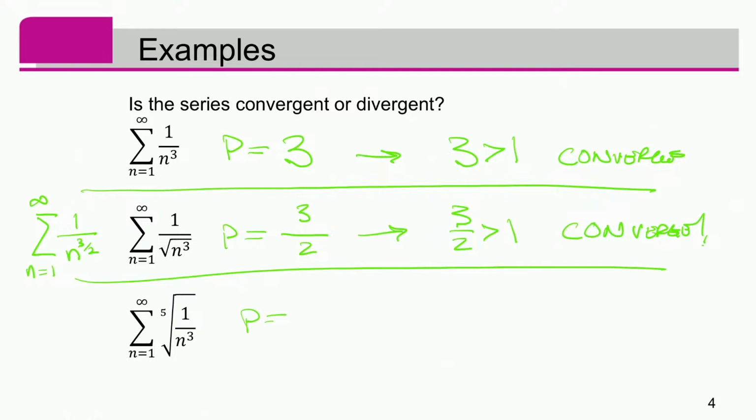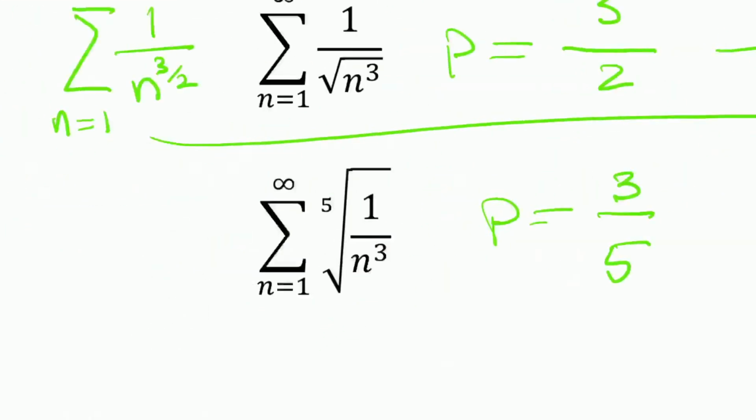Who are we up to? Ethan. Ethan, do you think you can tell me the p for that one? Is it 3/5? It is. That one's extra confusing because I've got that radical encompassing the entire fraction. I'll write it a better way in just a minute, but yeah, you're right, it is 3/5. Let me rewrite this just slightly so that you can see. This is the sum of 1 over the 5th root of n cubed.